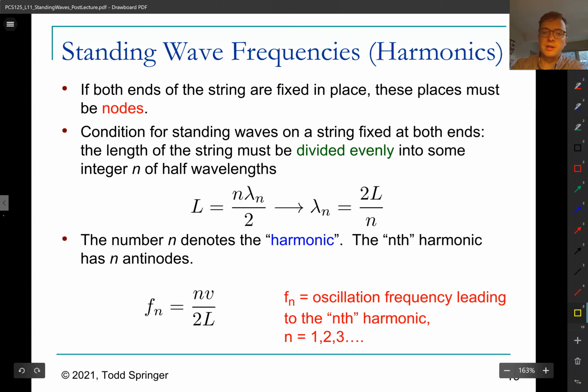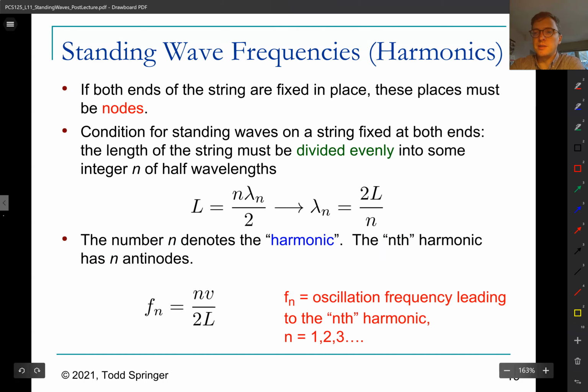So L is the length of the string. It has to be divided evenly into some multiple of half wavelengths. This is the condition for standing waves if both of the ends have to be nodes. So lambda n is going to be the wavelength of the nth standing wave. It's going to be 2L divided by n, and n is an integer: 1, 2, 3, 4, and so on. We call this n the harmonic, the nth harmonic. The key thing to remember is that the nth harmonic has n antinodes. So it's the number of antinodes, basically.